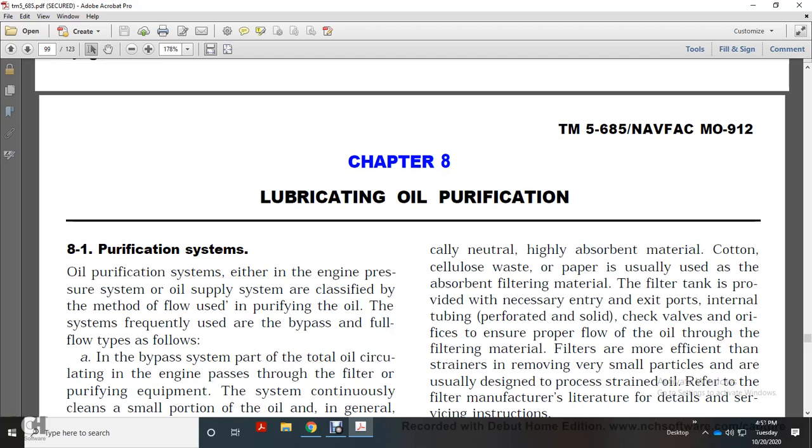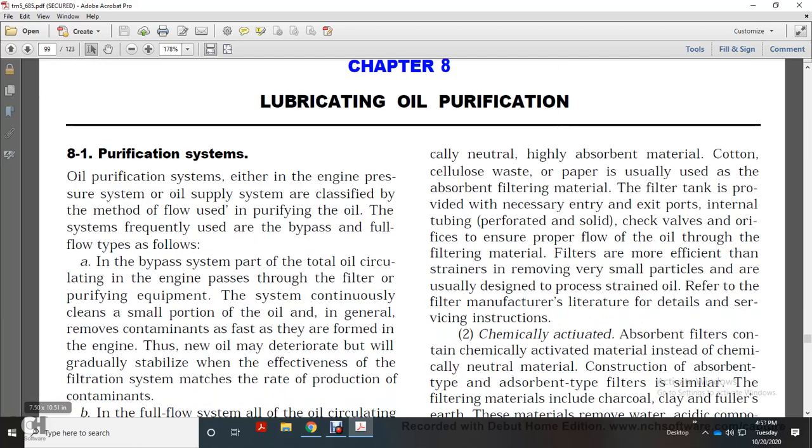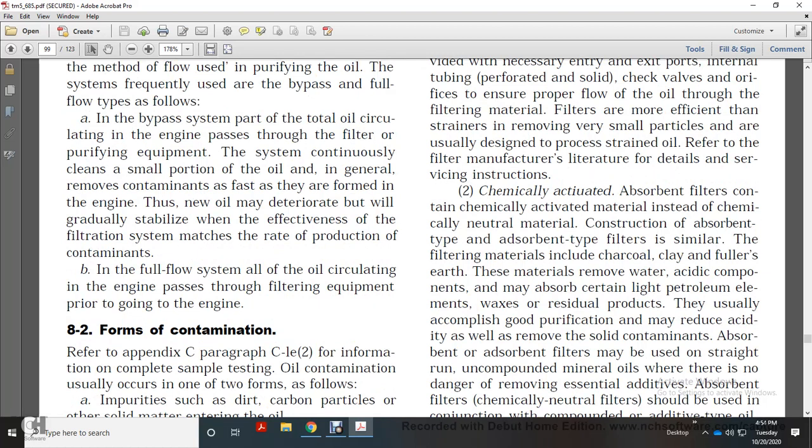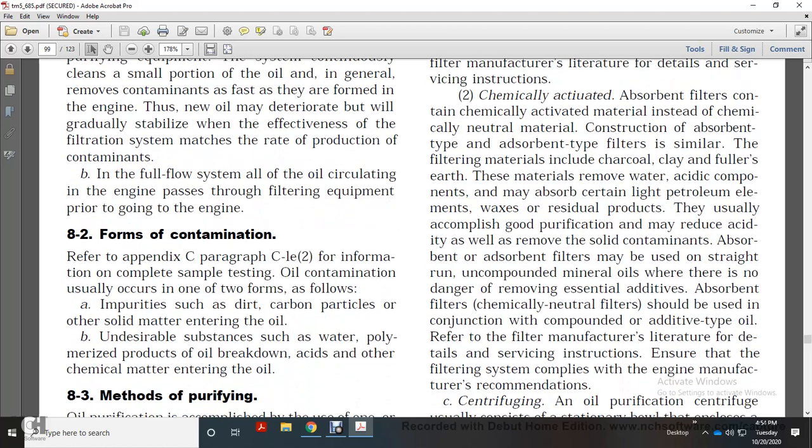Purification system. An oil purification system, either the engine pressure system or the oil supply system, is classified by the method of flow of the purifying oil system, frequently either the bypass or full flow types. Bypass system: part of the total oil circulation of the engine passes through the filter purifying equipment. The system continuously cleans a small portion of the oil and generally removes the contaminants as fast as they are formed in the engine. The new oil may deteriorate but will gradually stabilize with effectiveness of the filtration system matching the rate of production of contaminants. In the full flow system, all oil circulating with the engine passes through the filtering equipment prior to going on the engine.